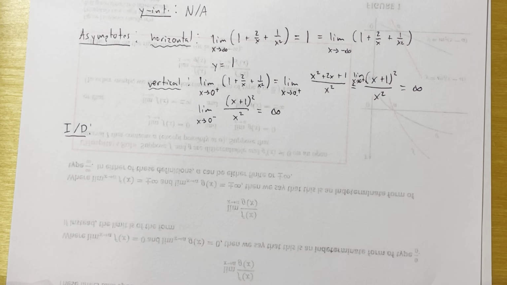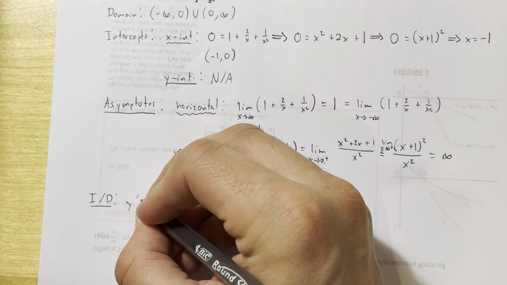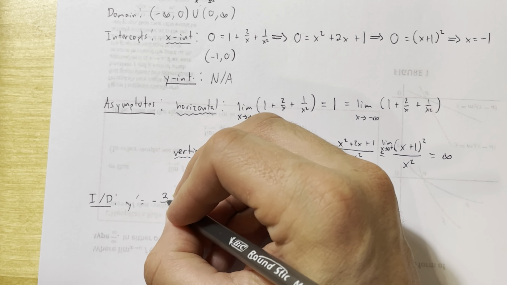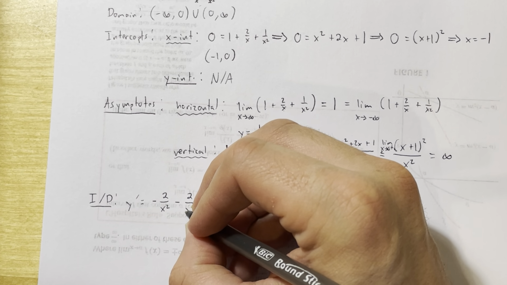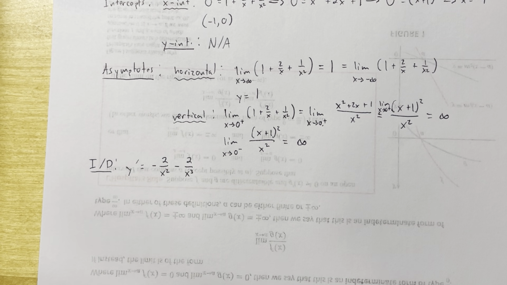Okay, so in order to do that, I need a first derivative. The first derivative of our function, y prime, is equal to negative 2 over x squared minus 2 over x cubed. Okay, that's easy enough to verify. I'm going to let you do the derivative. It's just the power rule.